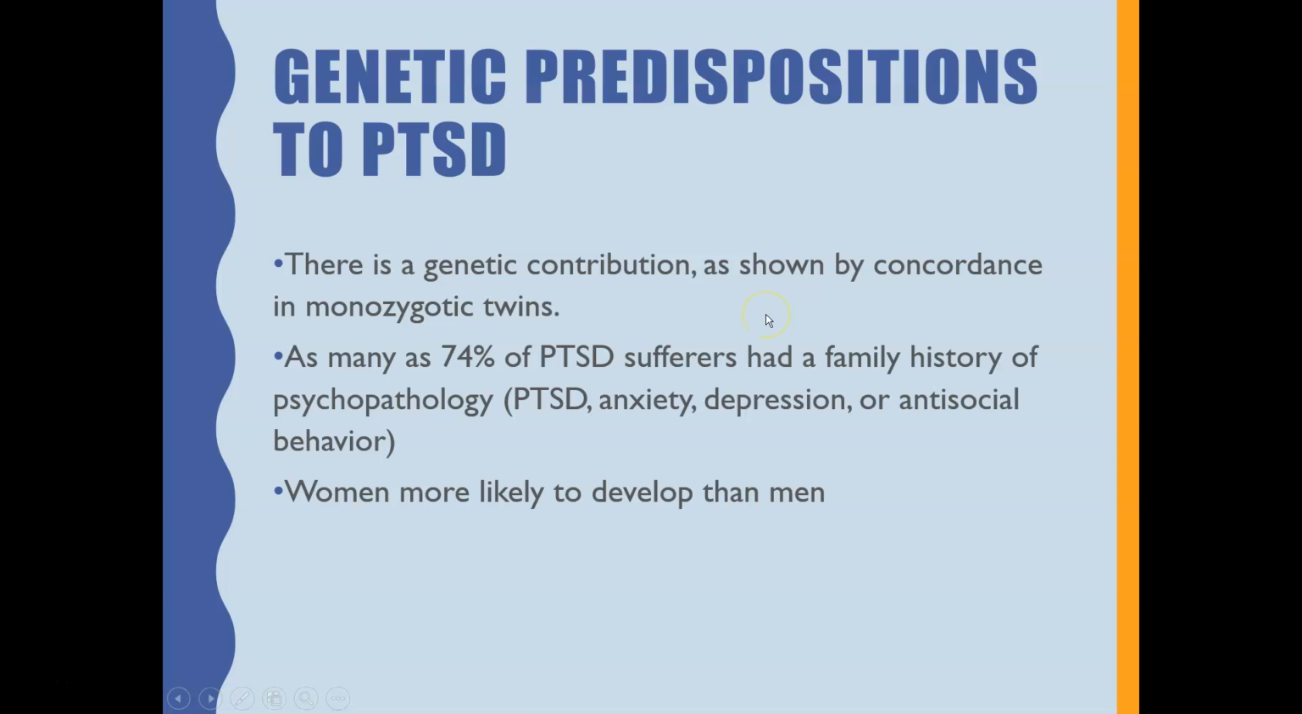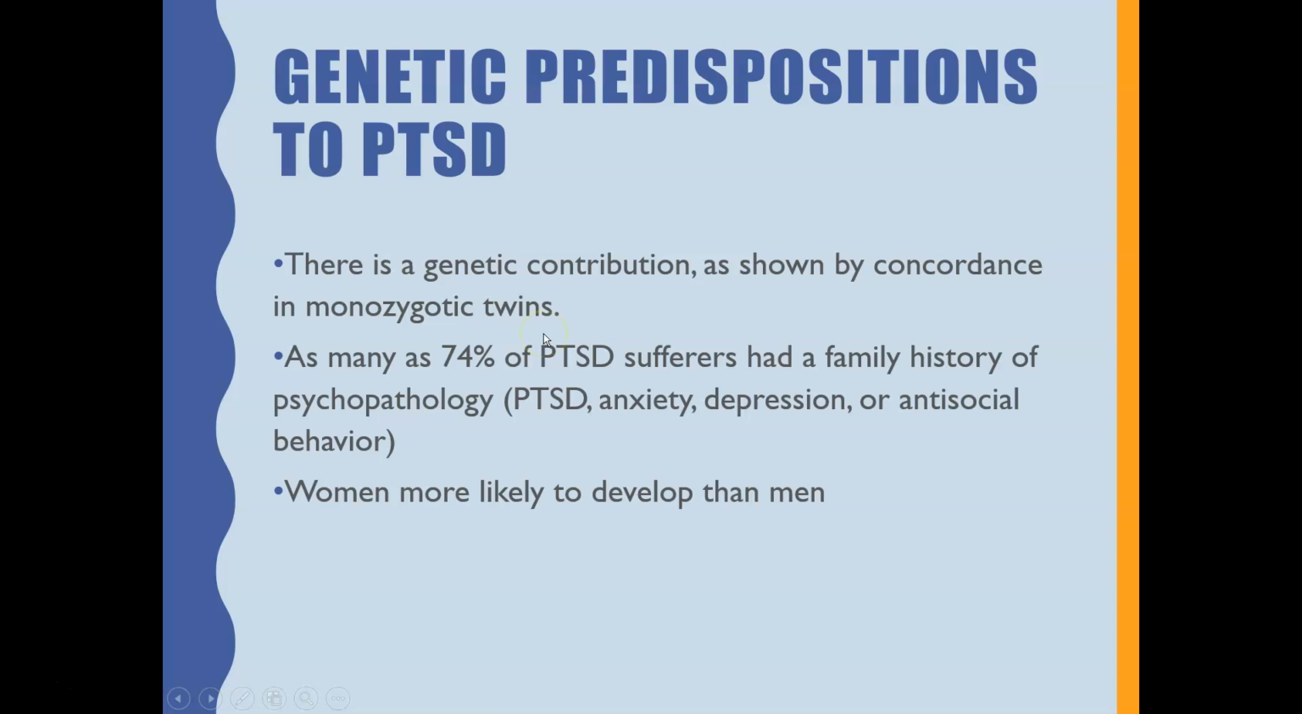Now, there are some genetic predispositions to PTSD. There is a very strong genetic contribution. We do tend to find that in identical twins, if one twin has post-traumatic stress disorder, odds are pretty good that their identical twin may potentially develop that as well. There's a very, very strong concordance there.